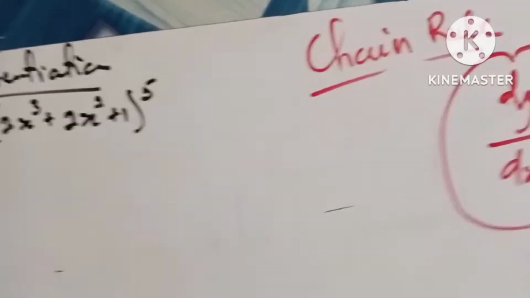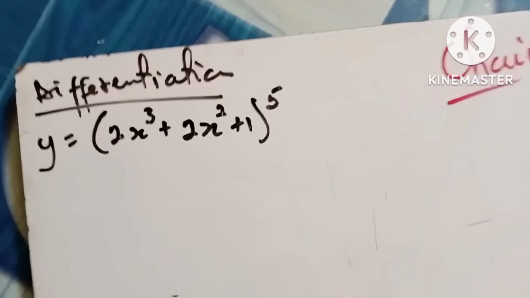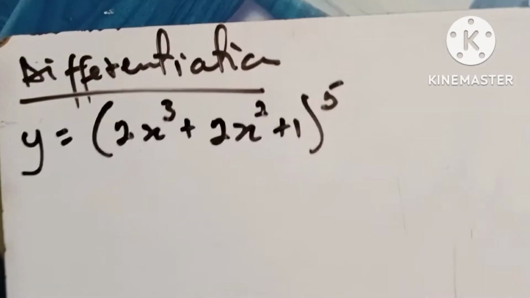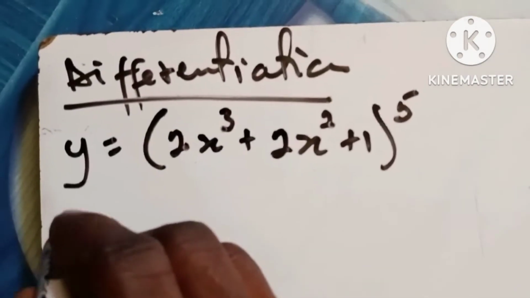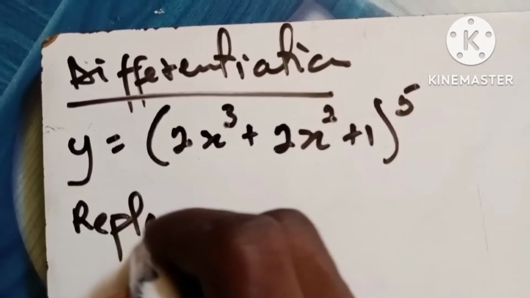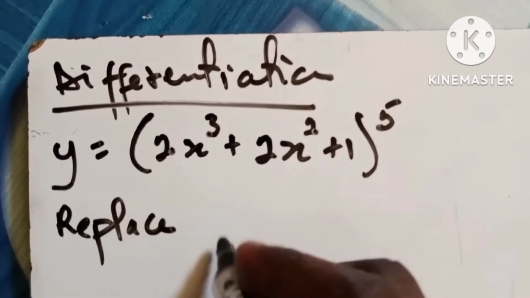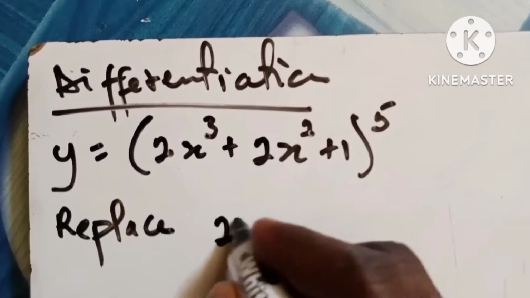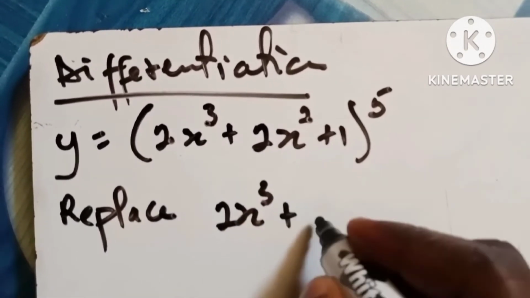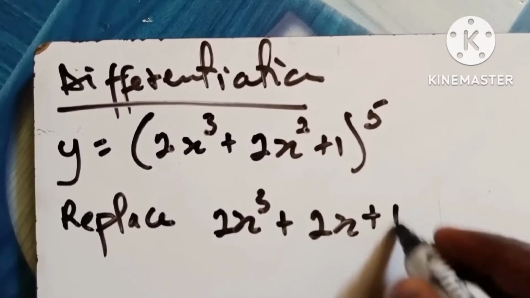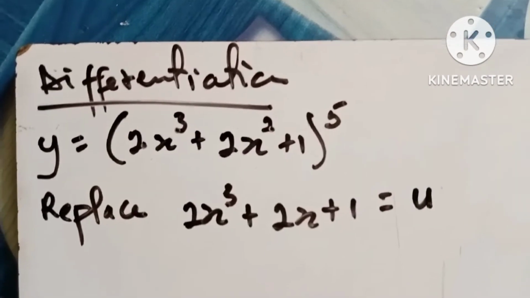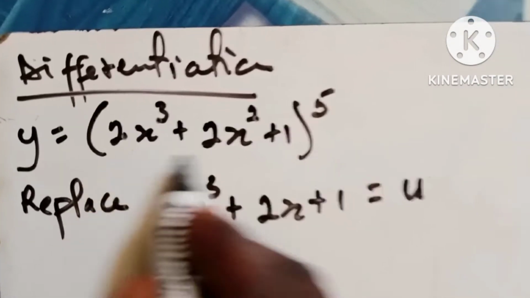Now, why are we calling all these things u, y, and so on and so forth? Something like this, we can replace everything inside the bracket, that is 2x^3 + 2x^2 + 1, equal to u. We are just calling this thing u here.